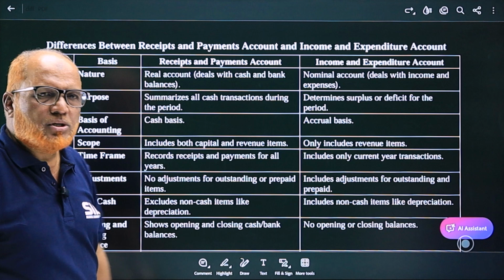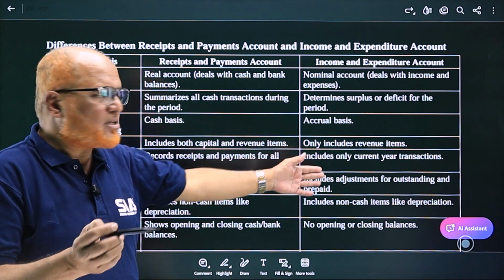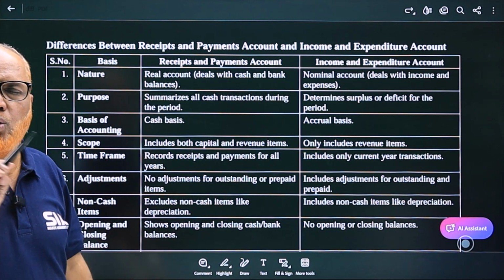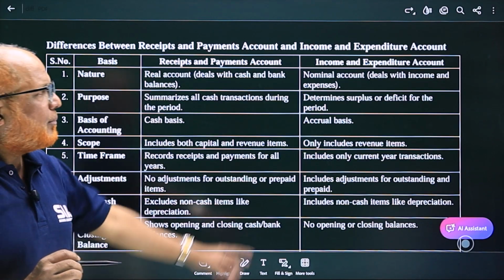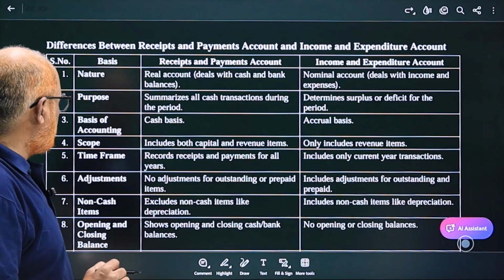Next comes adjustments. No adjustments are required in receipts and payments account. There, adjustments are required. Then non-cash items. In receipts and payments account, no non-cash items will be taken. But in case of income and expenditure account, non-cash items like depreciation will also be considered.